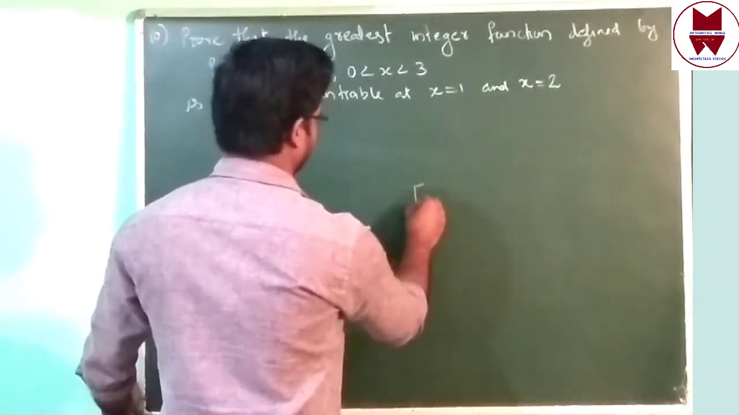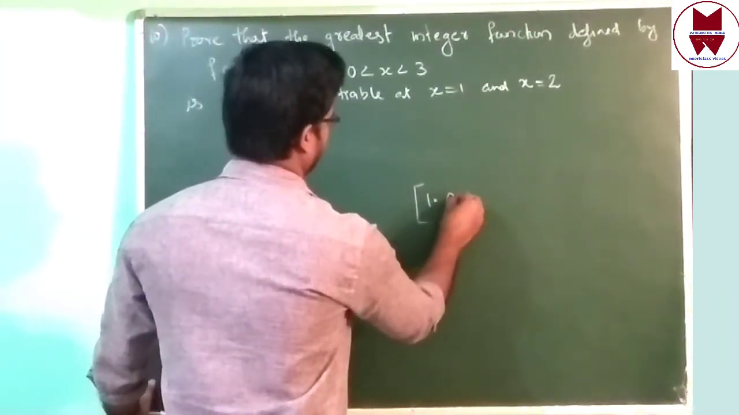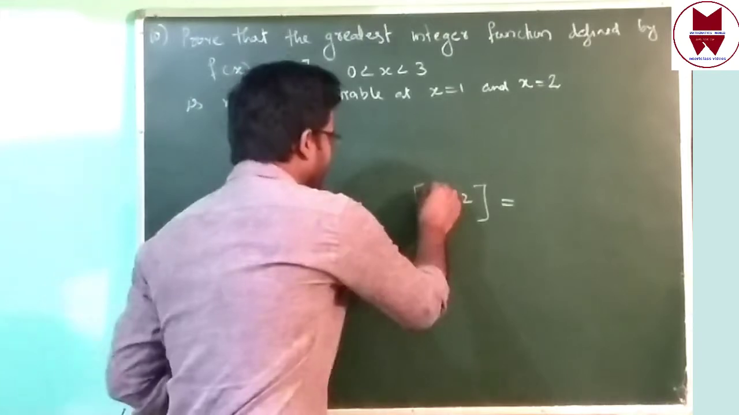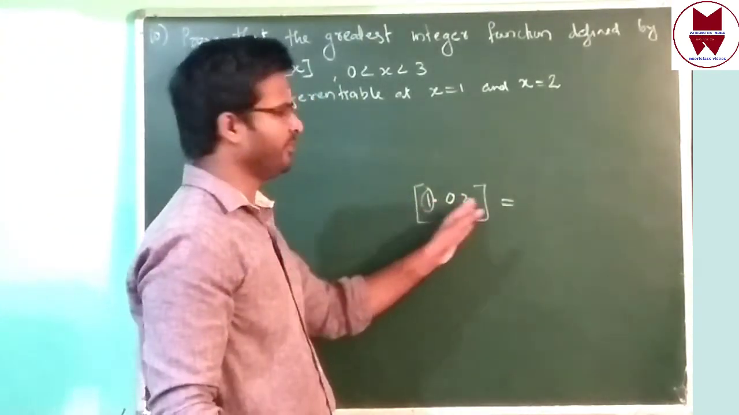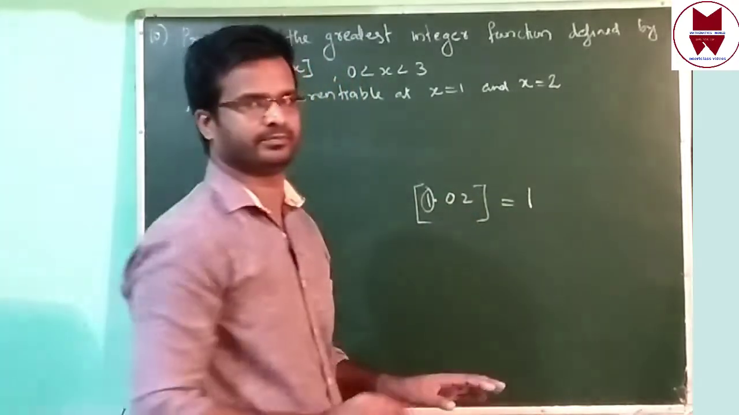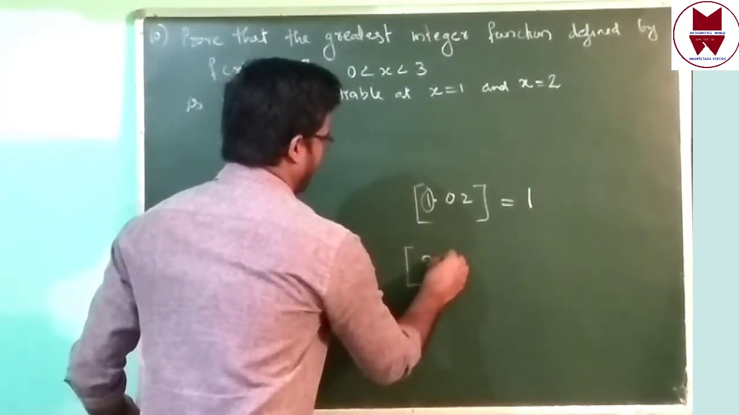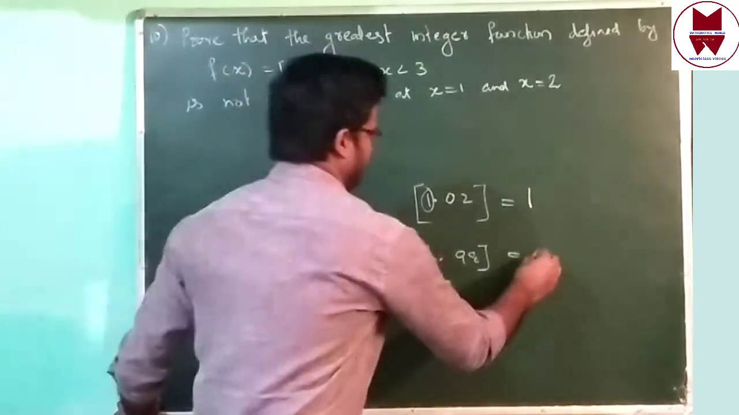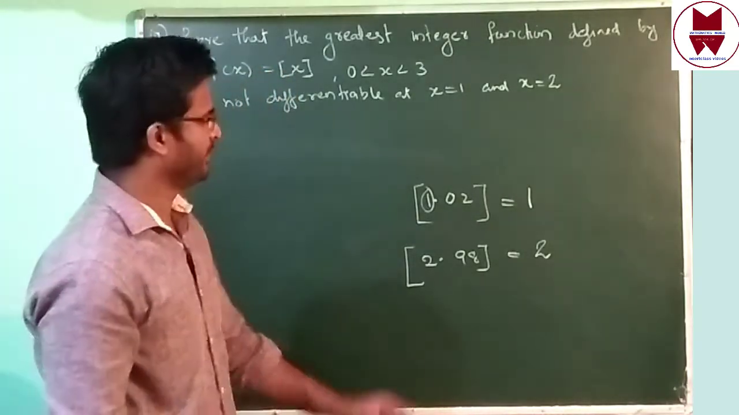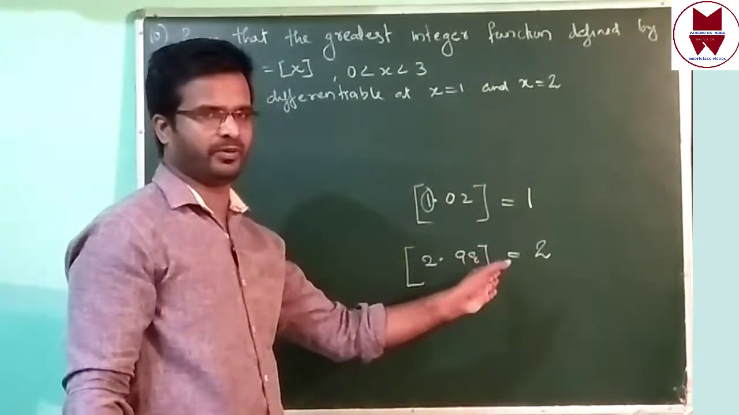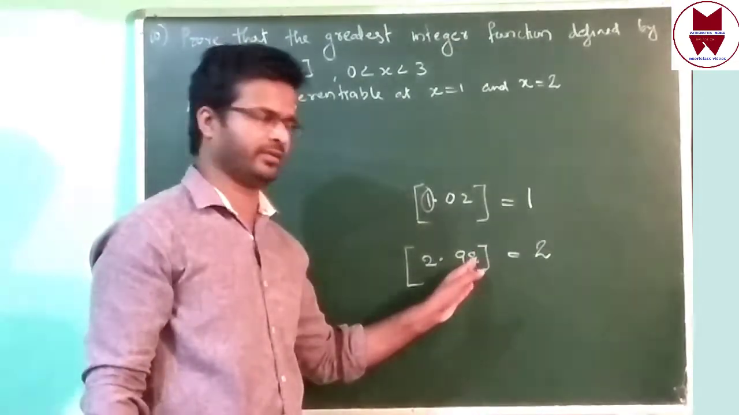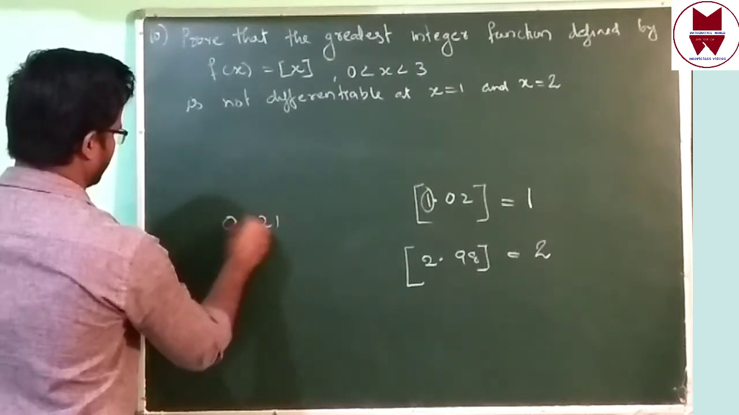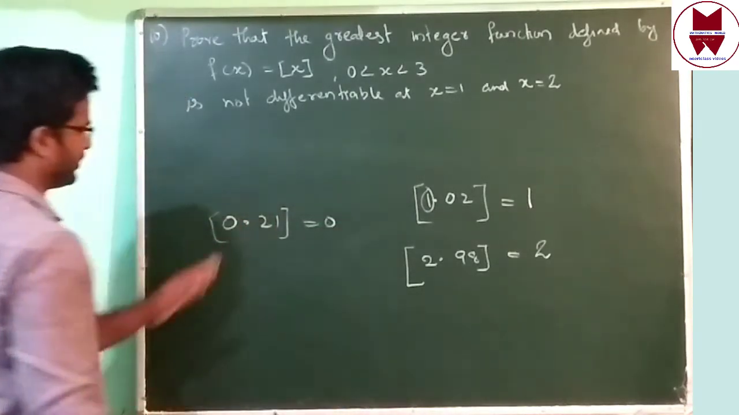We can see one example. Greatest integer of 1.02. When you take the greatest integer, here we will use only the integer. After the decimal we will not consider any number. The answer will be 1. Another one, 2.98. Here also, what is the integer? That is 2, isn't it? Then our answer is 2. We will consider only the integer. The digits after the decimal point, the 9 and 8, we will not consider. Then, same like that, 0.21. The answer will be 0 only.